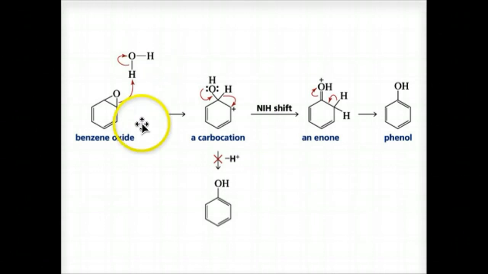The first step is rate determining, so the rate of formation of phenol depends on the stability of the carbocation. The more stable the carbocation, the easier it is to open the epoxide ring and form phenol, as you can see here. So we got a 1,2 hydride shift, sometimes known as the NIH shift, occurring and forming the enol, and then it forms the phenol.